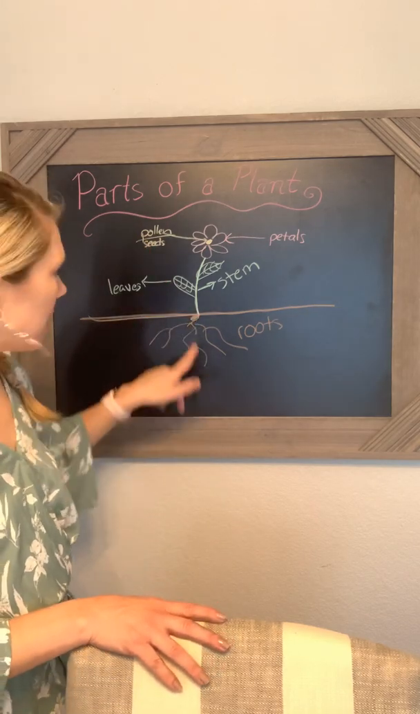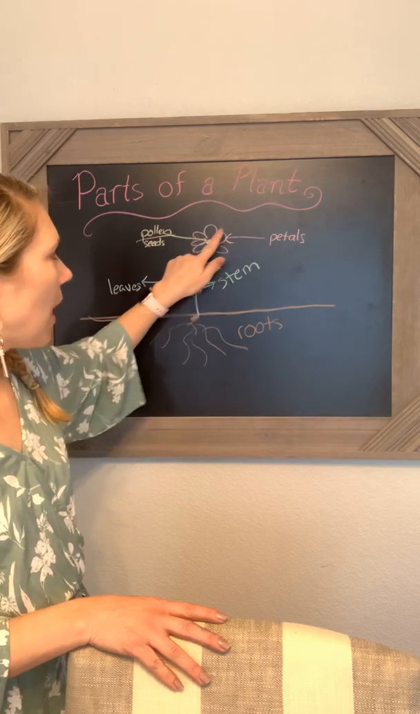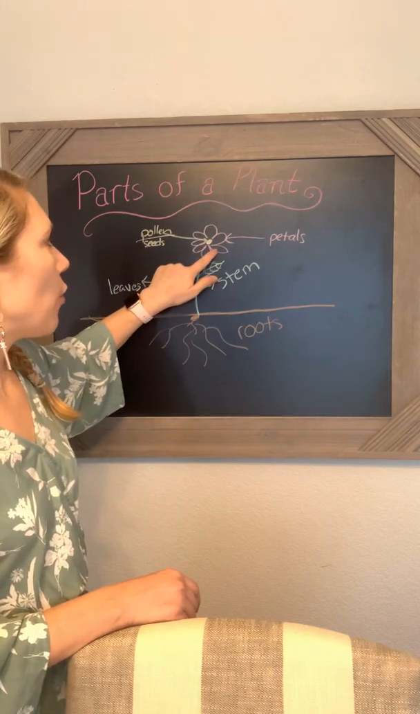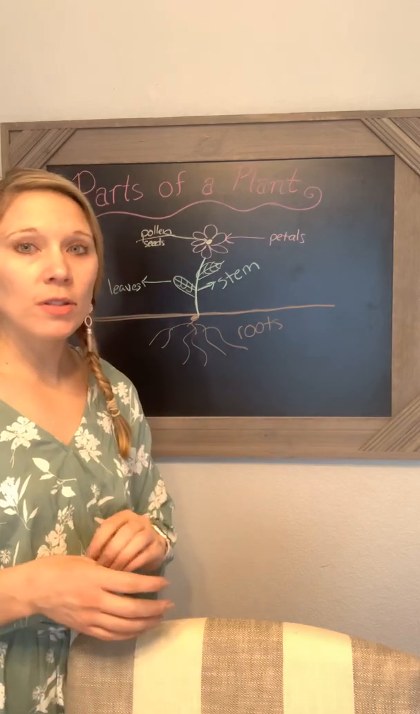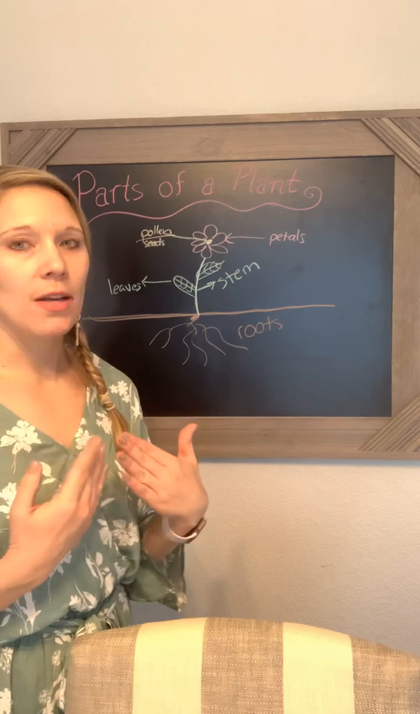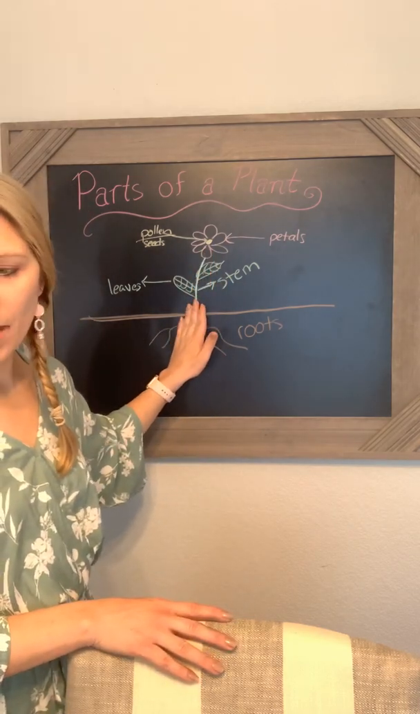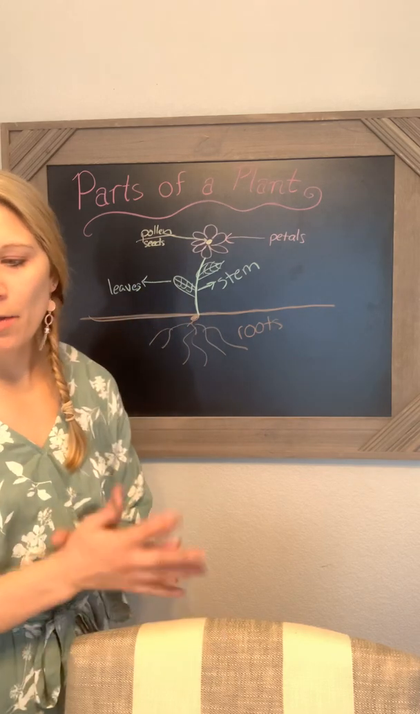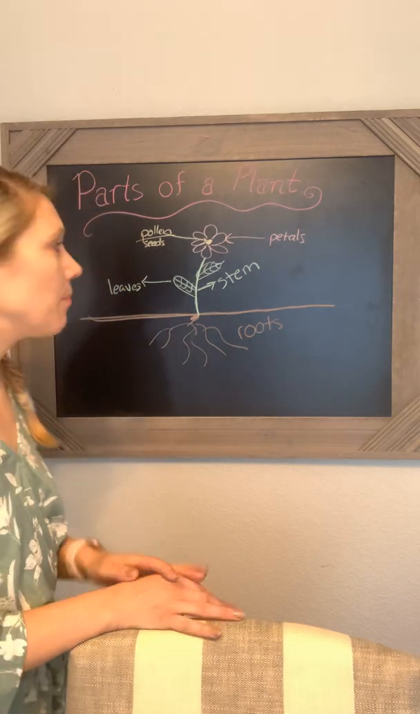And again, this stem is going to carry that water and food from the roots up to the flower so that it's healthy. In order for this flower to grow luscious and beautiful petals and have the pollen and the seeds, it has to have that water. It has to have those nutrients. So the stem is important for that. And again, these leaves are soaking up the light and the air from the sun and from the oxygen to make food for the plant, okay?